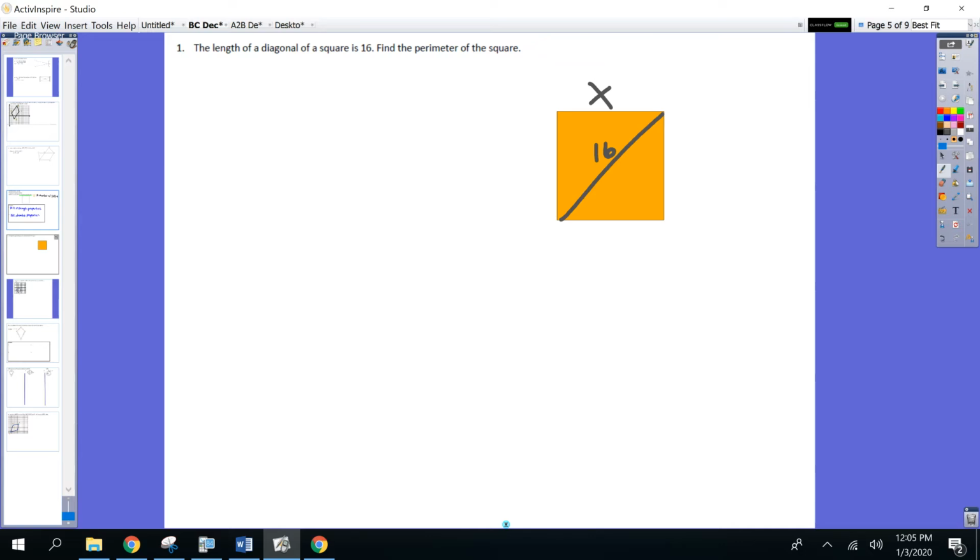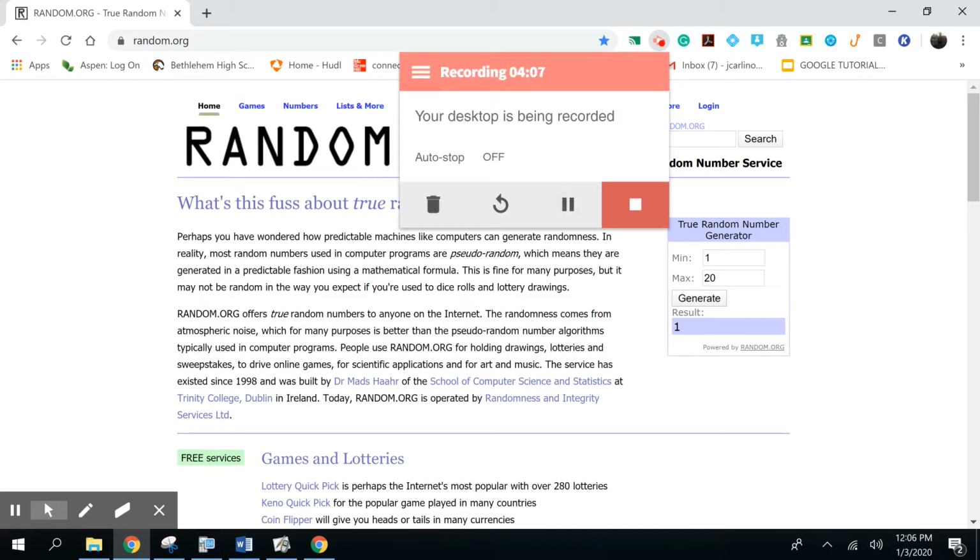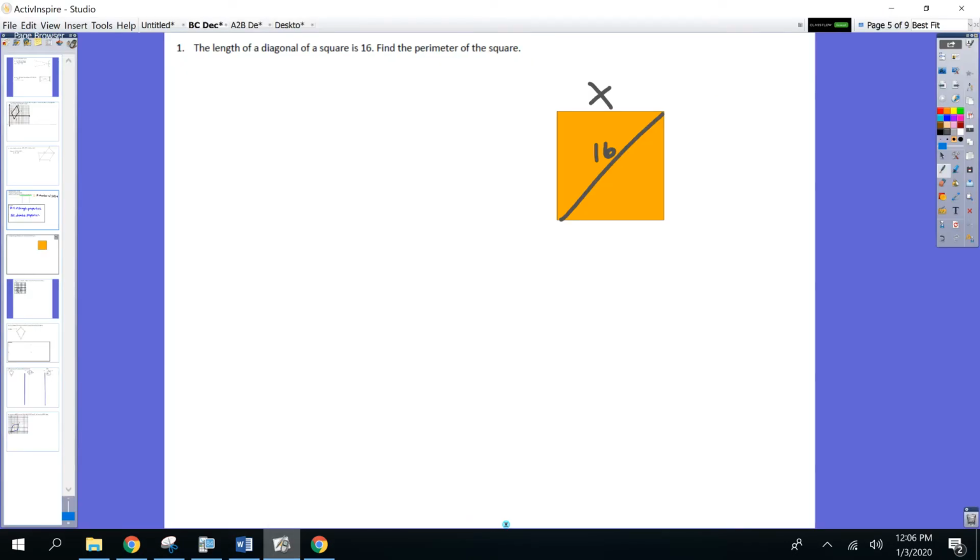I'm going to hand this over to you guys now. Don't find it. Come up with a plan with the people around you how to find a side, knowing the diagonal is 16. You know all properties apply too. Get to it. Just don't find it, just make a plan. How could you find a side knowing the diagonal is 16? What's your plan? What is your plan?